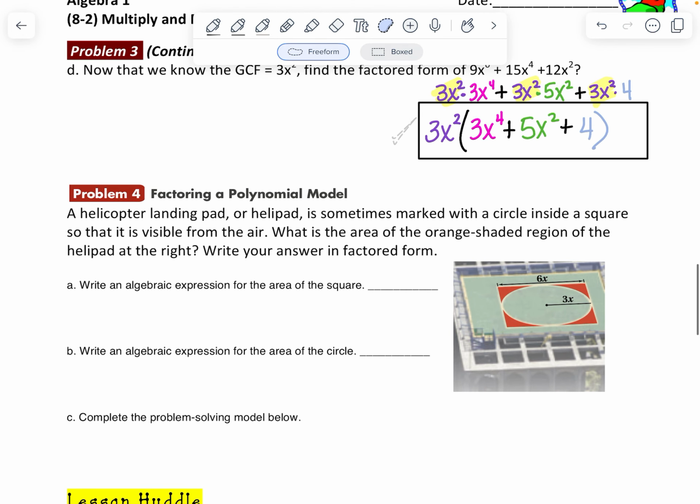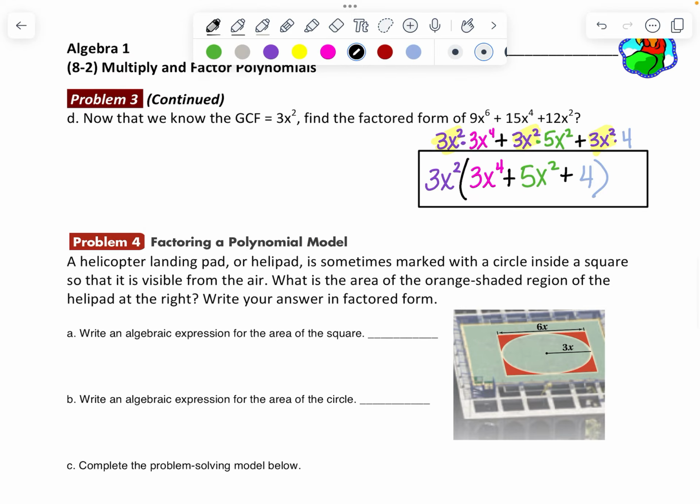So we've got factoring a polynomial model here. We sometimes have polynomial models where in this one we have a helicopter pad, and we know that the square helicopter pad for landing is measured by 6 times a value of x, some number. And the radius of the circle that is inscribed in that square has a radius of 3x, or half of the side of a square.